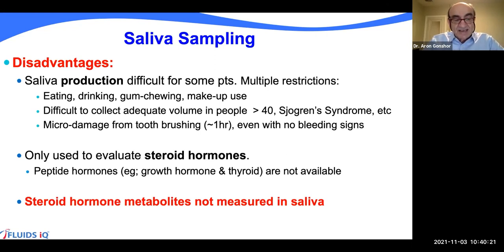And as I said, it is best for steroid hormones. It is not a good medium for peptide hormones like growth hormones or thyroid, as I mentioned a little bit earlier. And metabolites of steroid hormones are not measured in saliva. And we're going to go over that when we discuss urine.